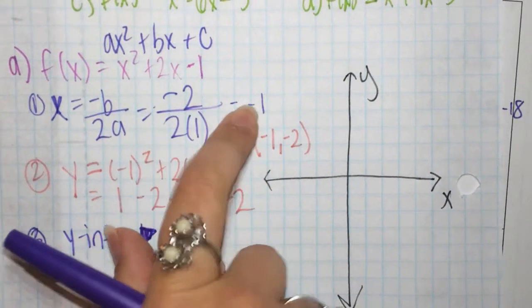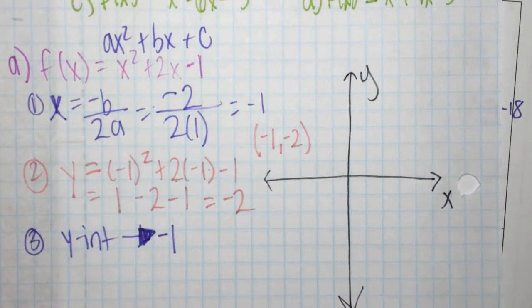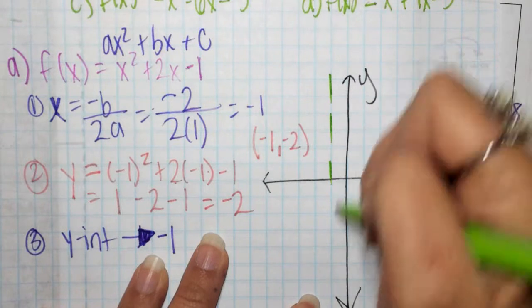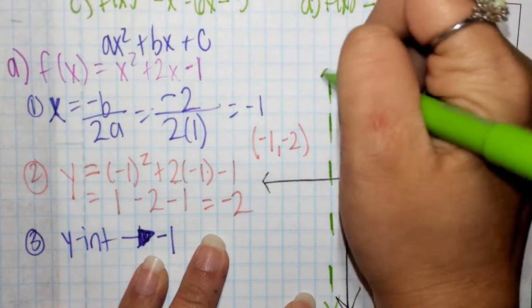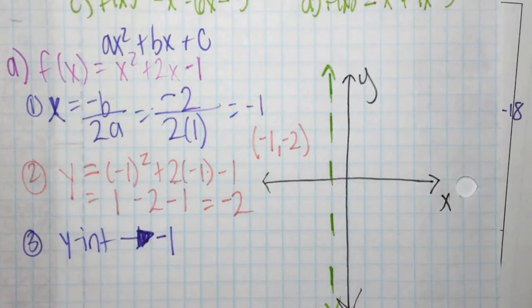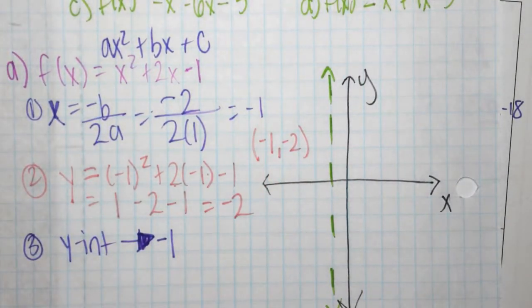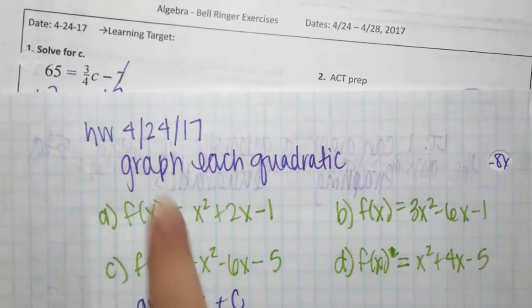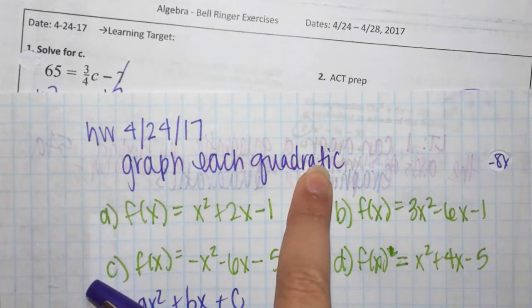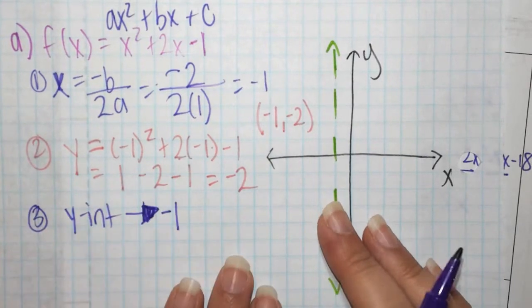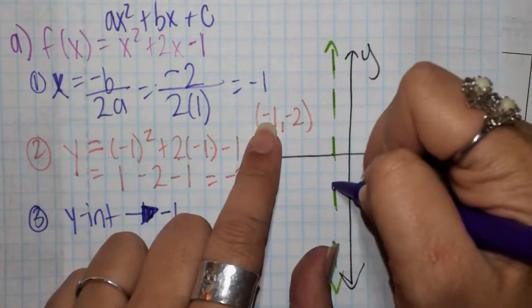Okay, so remember, first we draw our axis of symmetry, which is at what? Okay, so we draw a vertical line at negative 1. Then we plot our vertex. Where's our vertex? Okay, ask a question. Were we supposed to graph it? Yes. At the top it says graph each quadratic. So that's what we're practicing, finding all these to graph. So we go left 1, down 2, put a dot.